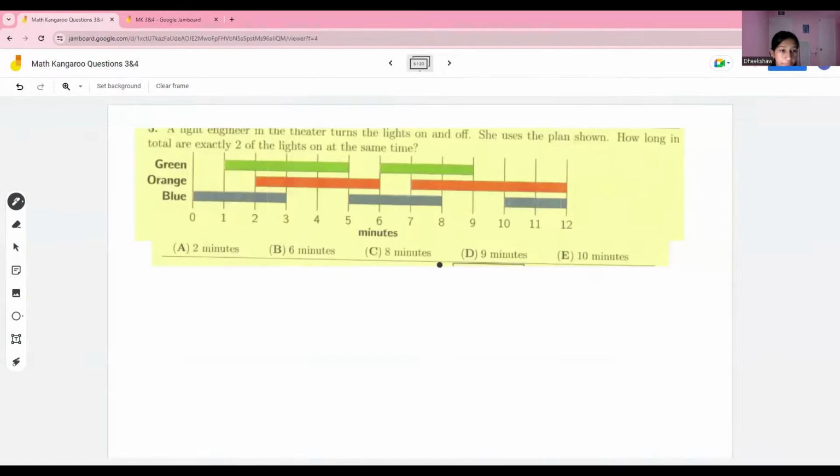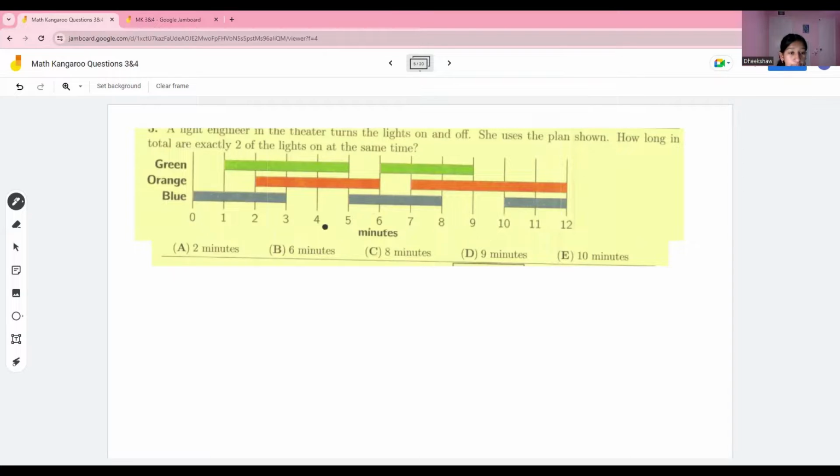Let's move on. A light engineer in the theater turns the lights on and off. She uses the plan shown. How long in total are exactly 2 of the lights on at the same time? So this question is asking how many minutes are exactly 2 lights on at the same time, not 1 light or 3 lights on, 2 lights on.